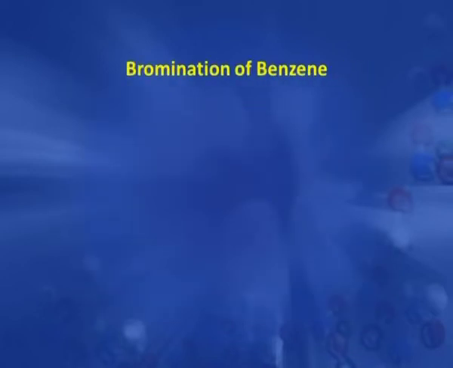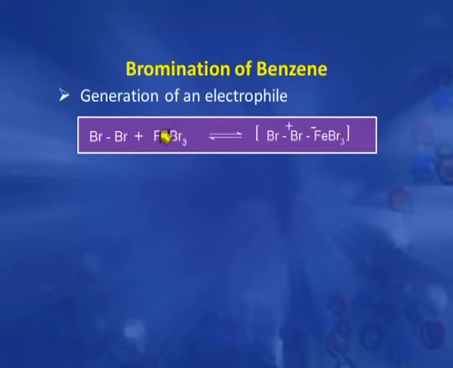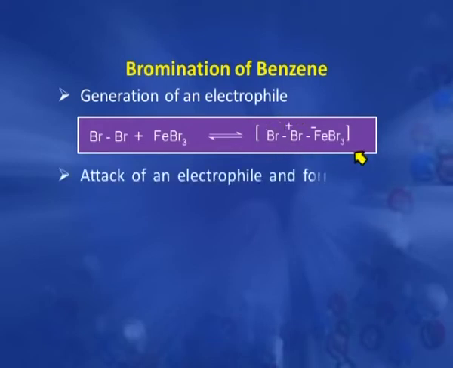So, bromination of benzene. The first step is again generation of an electrophile. So, the bromine molecule reacts with ferric bromide and produces this complex. Now, see this complex, the bromine which has a positive charge, there is a polarity created here, and this supplies this bromine as Br plus when benzene attacks.